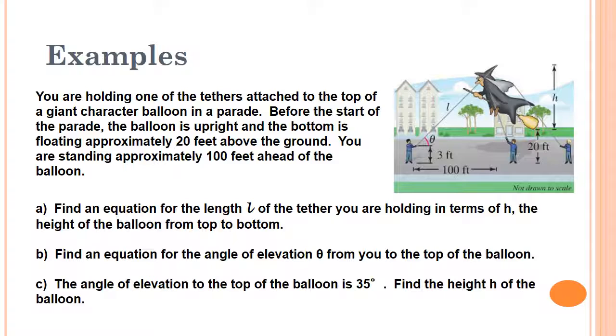For this problem, what you need to do is find the total height from the street level to the top of the balloon, and then you can subtract 20 from that. Then you're to find an equation for the angle of elevation theta from you to the top of the balloon, and then it says the angle of elevation to the top of the balloon is 35 degrees, find the height. Pause the recording, give each of these parts a try, and resume to check your answer.